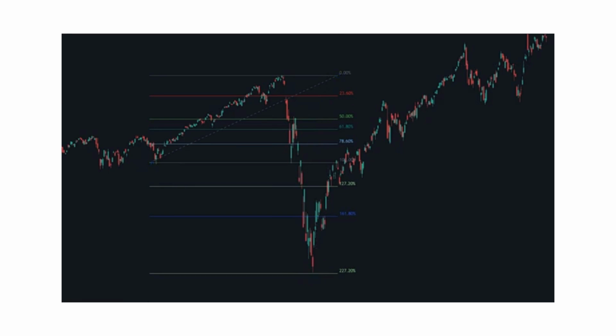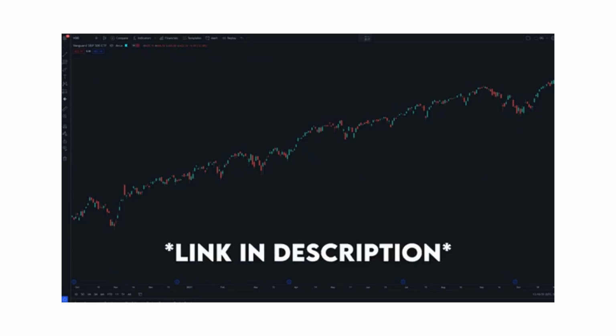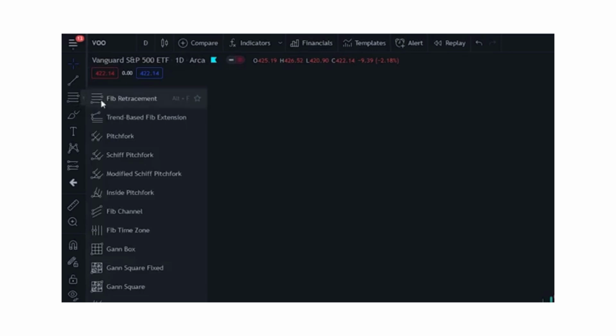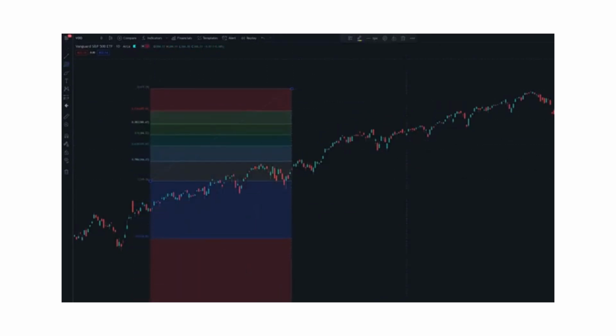Let's go over the best settings for this tool. To do that, get on TradingView. If you don't have it, I'll leave a link in the description. Next, click on this icon right here. Make sure it's on the Fibonacci retracement. Just place it anywhere on the chart and click the settings icon.